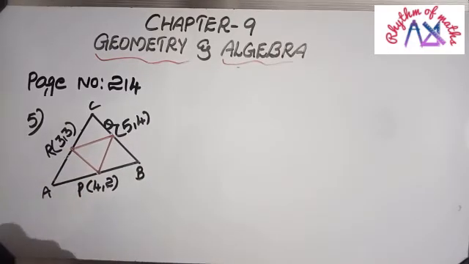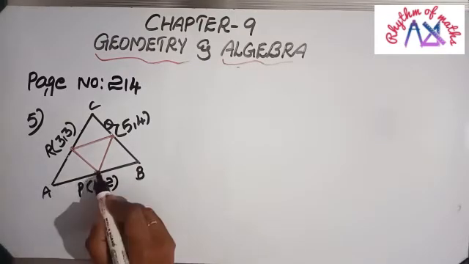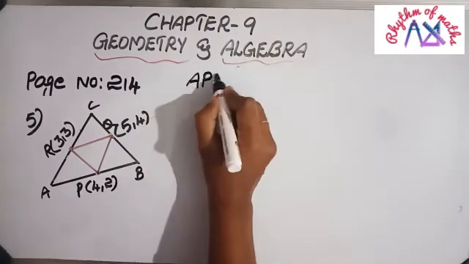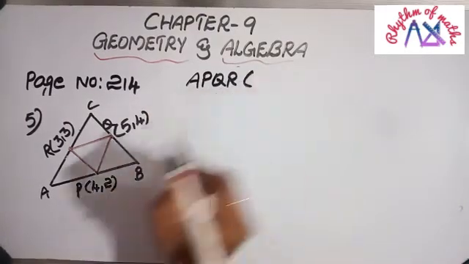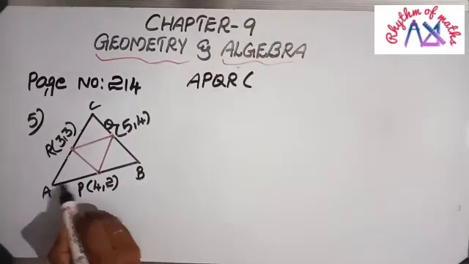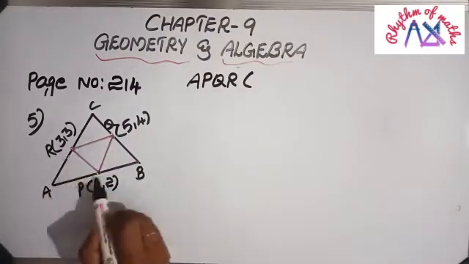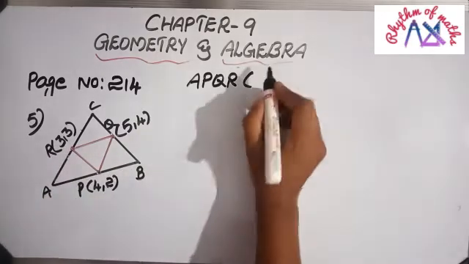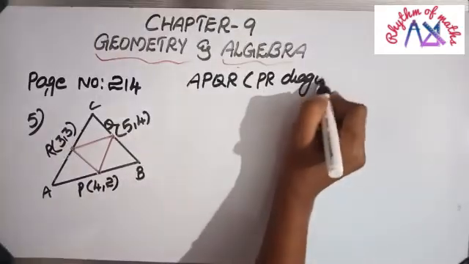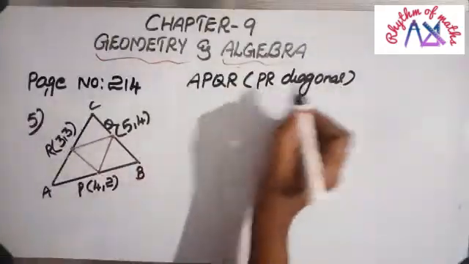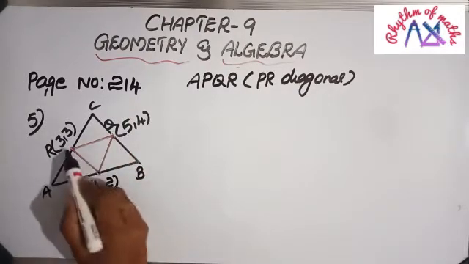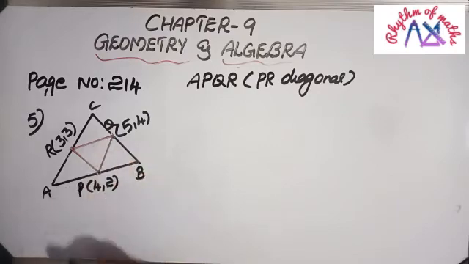So first let's consider the parallelogram APQR. Only this portion let's consider. Which is the diagonal pair given? PR is a diagonal. Now by using that easy method we can find the A coordinate, because in this parallelogram the diagonal points are given and one corner point also we have.